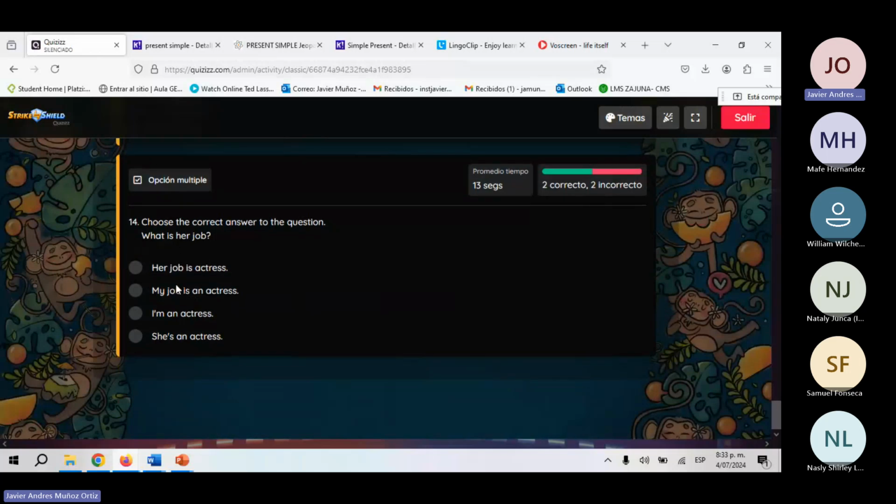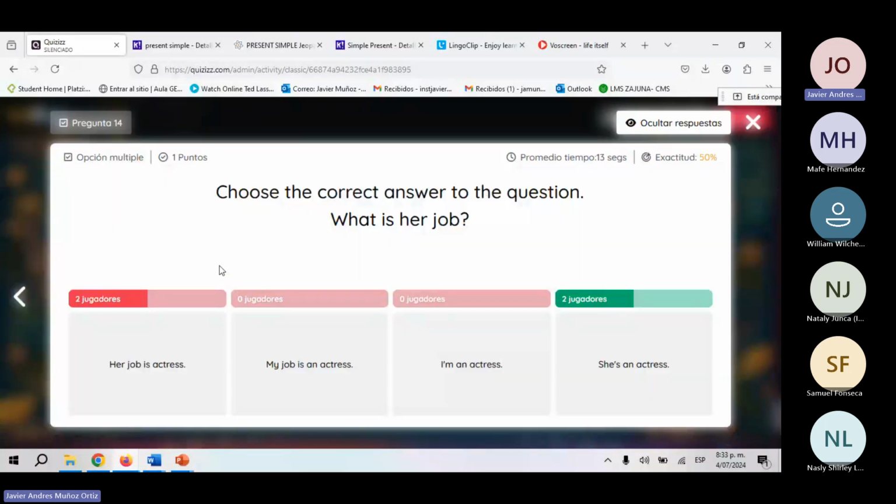And the last question. What's her job? Her job is actress. My job? Definitely not. I am an actress? Definitely not. She's an actress? This is possible. Her job is actress. Something's missing here. In this case, the missing word is an article. So that's why we say she is an actress. Her job is to act. Her job is an actress could be better, but this is not completed.